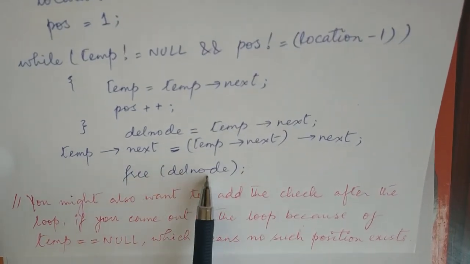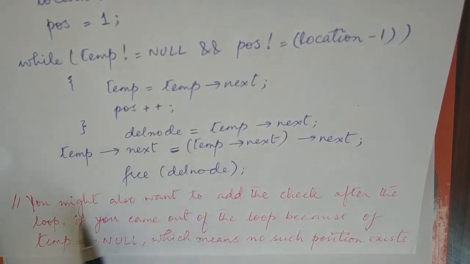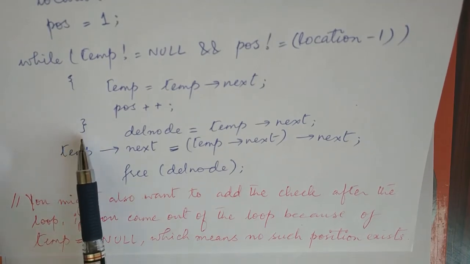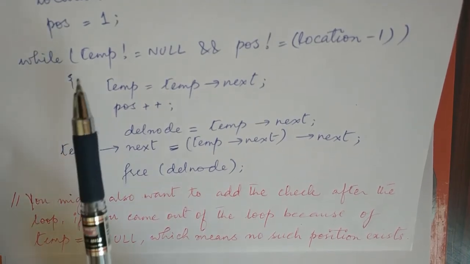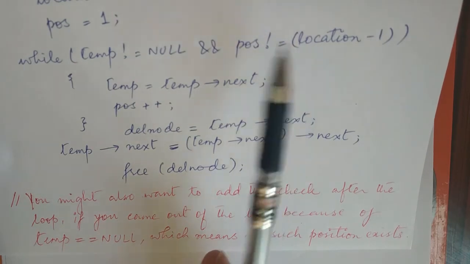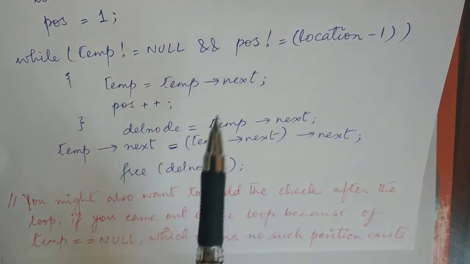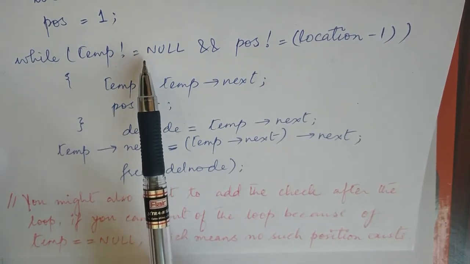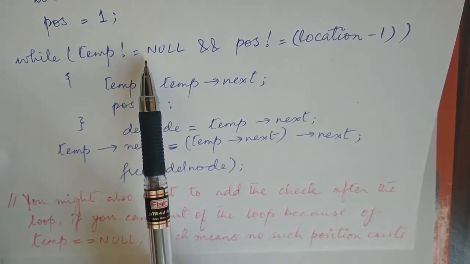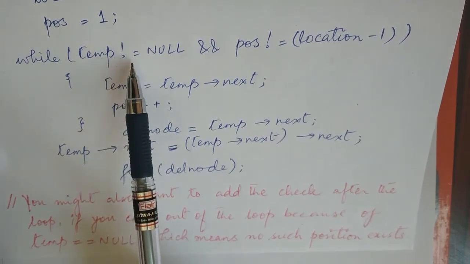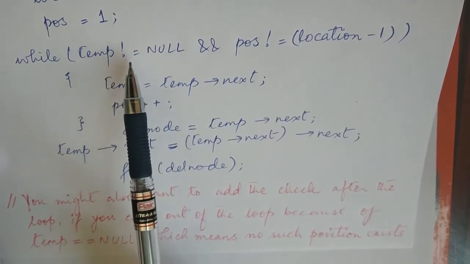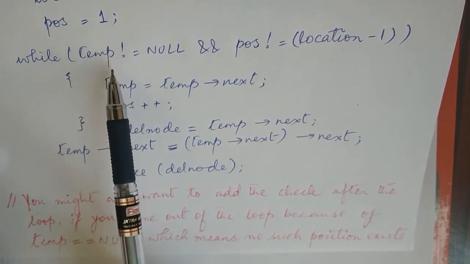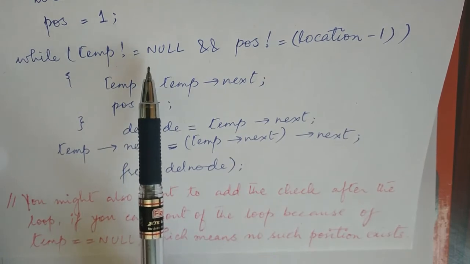Okay, and then I will free this node. Okay, and then like I mentioned, you might also want to add the check after this loop to see why you came out of the loop. Was it condition 1 or was it condition 2? If it is condition 2, then you're okay, you can proceed with your deletion. But if it was condition 1, you need to report back to the user that if you're trying to delete this particular location, I have hit the end of the linked list without finding this location. So you might want to try again with another value.